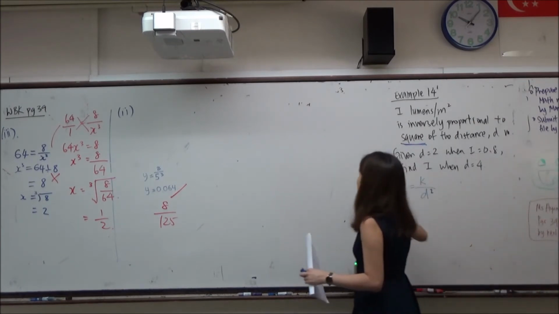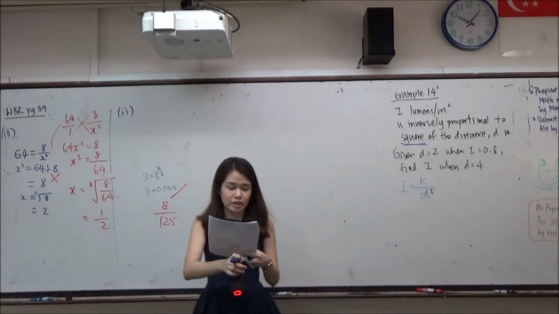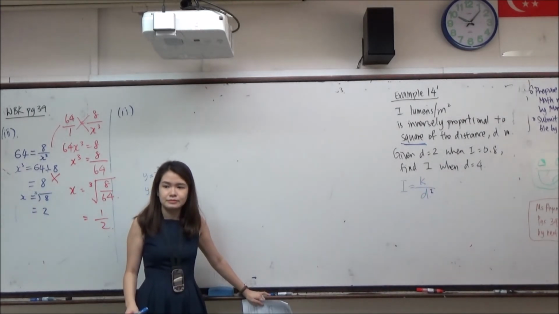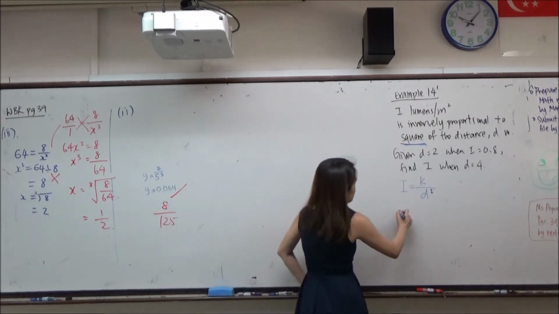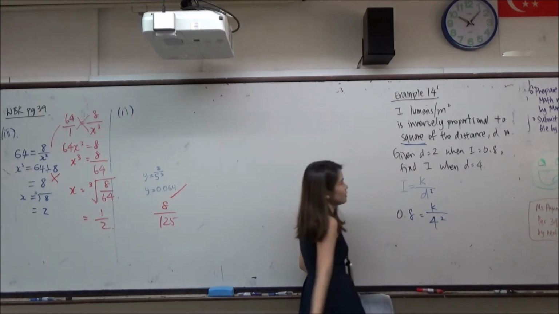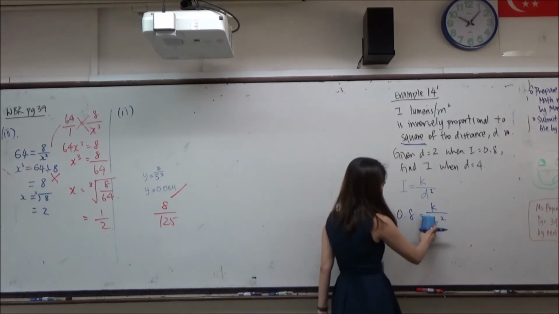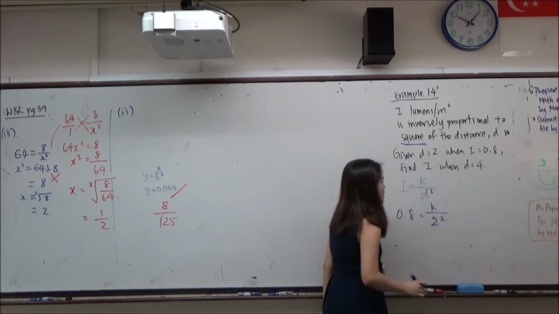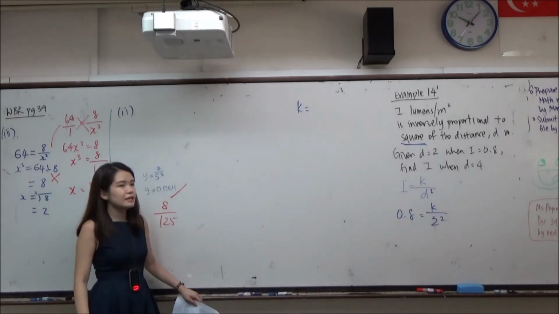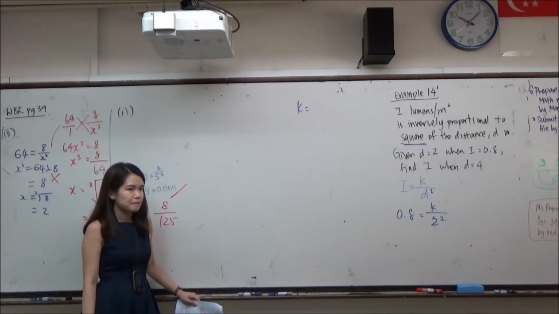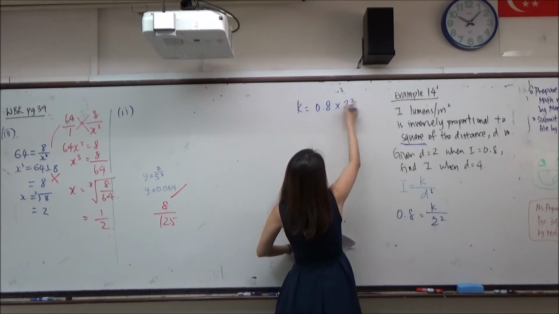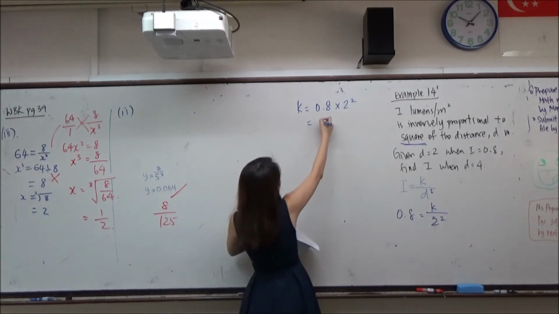Then what is the next step going to be? 0.8 equals to K over 2 square. Where do you get 2 square? Okay, 2 square is equals to 4. Right? Then after that, next step, we want to find out the value of K. So Geraldine, what's the value of K? How do we find that? 0.8 times 2 square. Very good. So K equals to 0.8 times 2 square, and we will be getting the value 3.2.